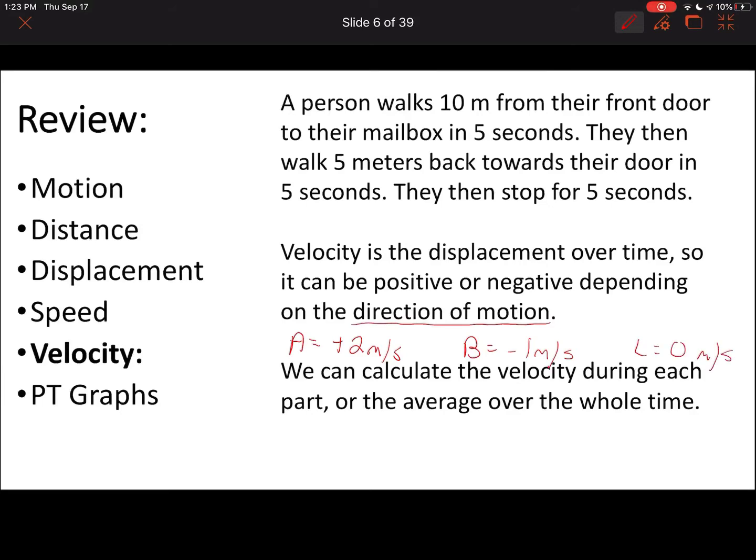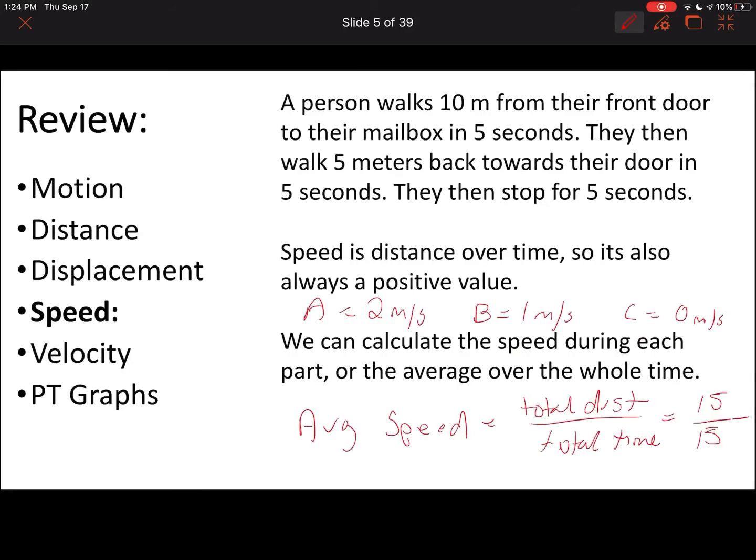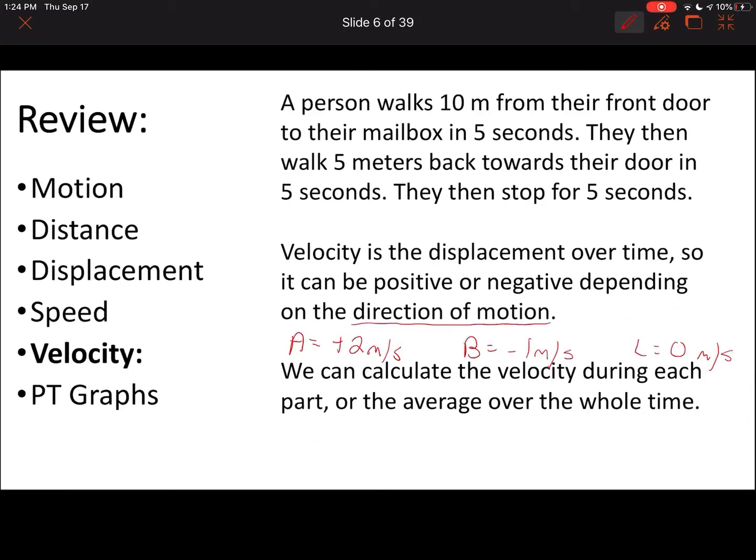How is that any different from what we had gotten before? Just that negative for the backwards velocity, but that negative tells us information about how it's moving. What about the total velocity over the whole time? That is going to be different.